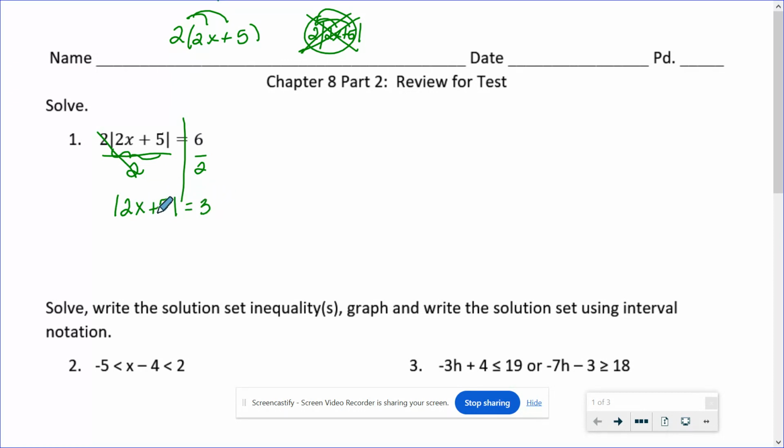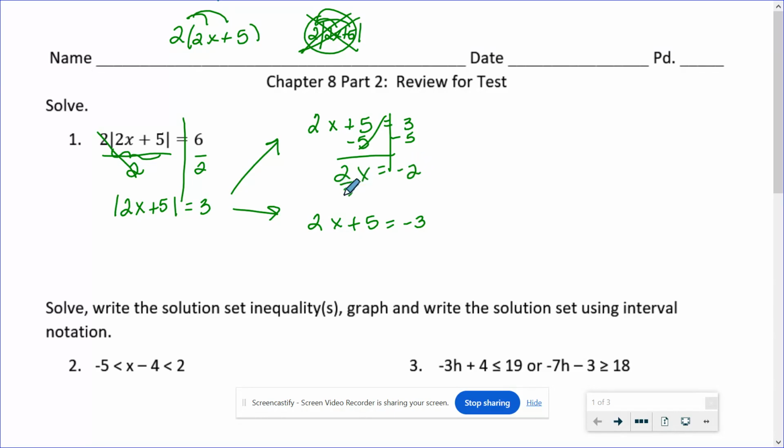And now that the absolute value bar is completely by itself, we can separate that into two equations to solve. The first one will be, drop the absolute value bars, 2x plus 5 equals 3. And the second one will be 2x plus 5 equals the opposite of 3, which is negative 3. So minus 5 on both sides. So 2x equals negative 2, divide by 2, and x equals negative 1. So there's my first answer. Minus 5, so 2x equals negative 8, divide by 2, and x equals negative 4.